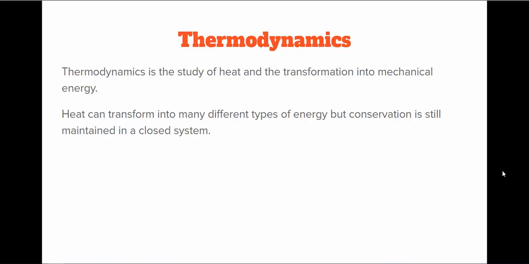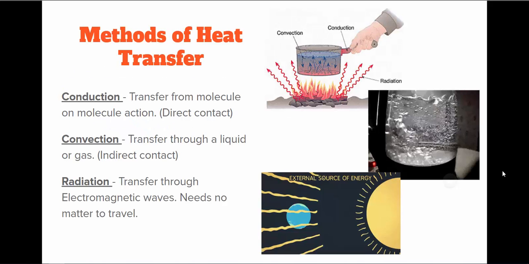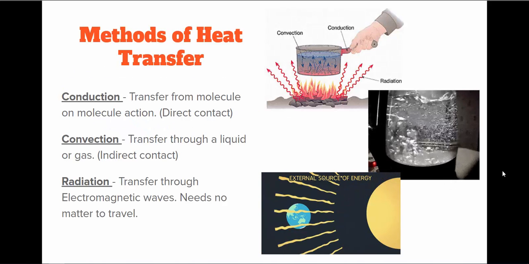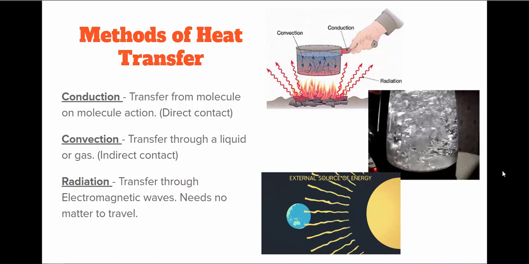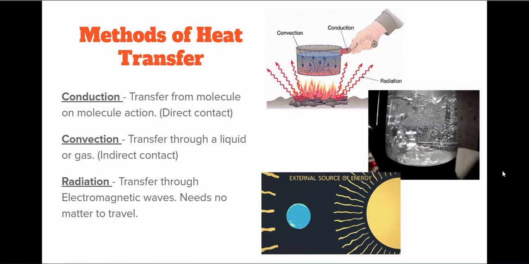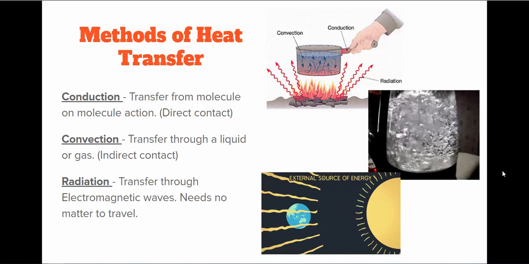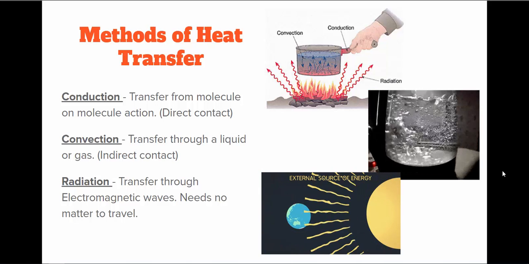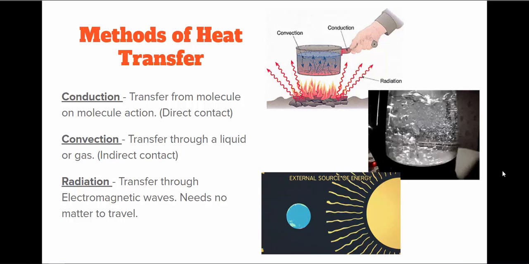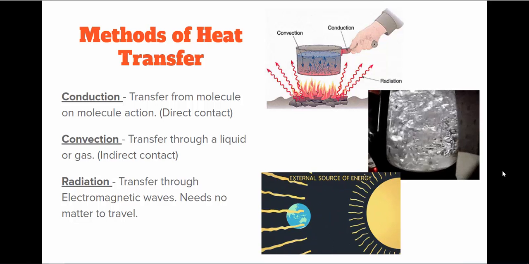And so, again, this is the definition of thermodynamics. This is heat transformation of mechanical energy. There are three methods of heat transfer: conduction, convection, radiation. Typically, we think of conduction as heat transfer through a solid, direct contact. Convection is heat transfer through a liquid or a gas.